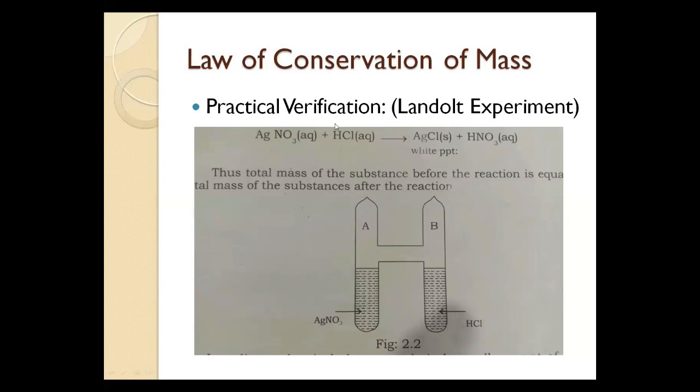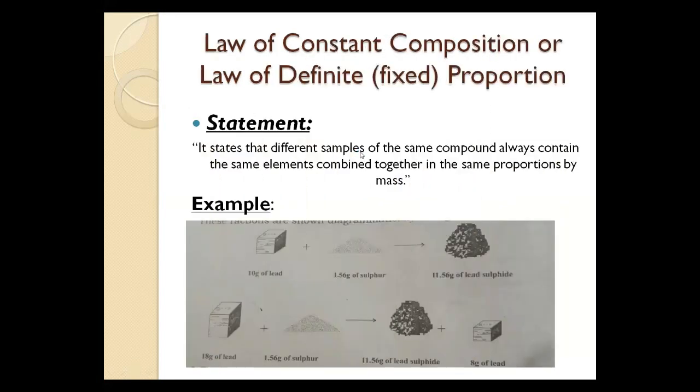So Landolt's experiment is a practical verification of the law of conservation of mass. It proves that mass is neither created nor destroyed during a chemical reaction. So this experiment is also called the H-shaped tube experiment. In our book, the topic name is Landolt's experiment or practical verification, but we can also call it the H-shaped tube experiment.